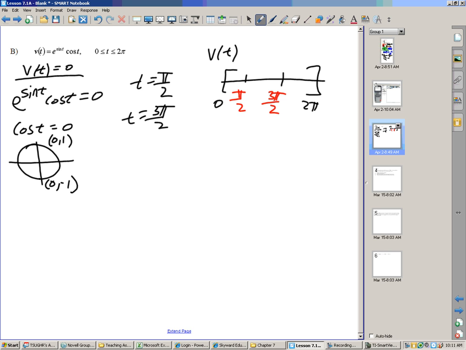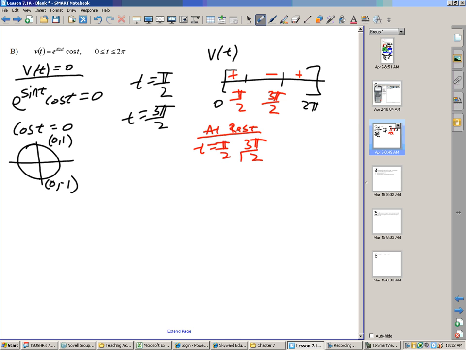Between 0 and pi over 2, it's the first quadrant. This is always positive. E to the sine of t is always going to be positive. The cosine is going to be positive in the first quadrant. So again, it's positive, negative, positive. There's no change between this and the first example in terms of the velocity situation. Okay? So it's going to be at rest when t equals pi over 2 and when t equals 3 pi over 2.